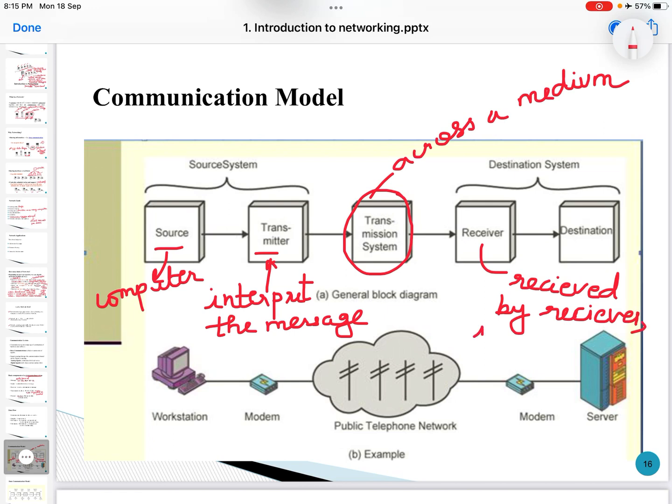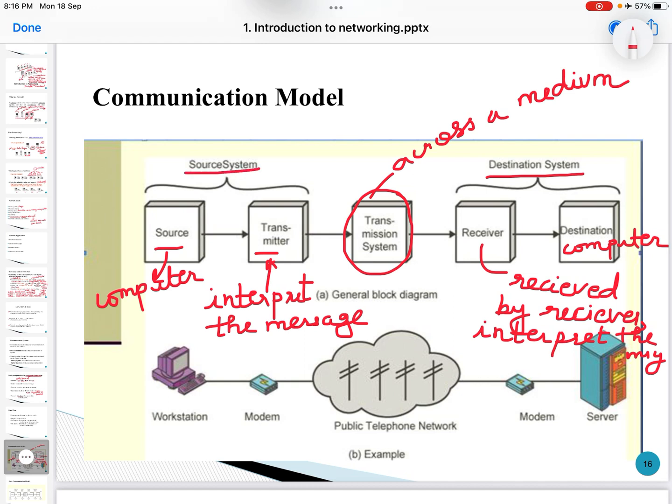The receiver, what will the receiver do? Again, the receiver will interpret the message and will send it to the destination computer. So this is the destination system, this is the source system.